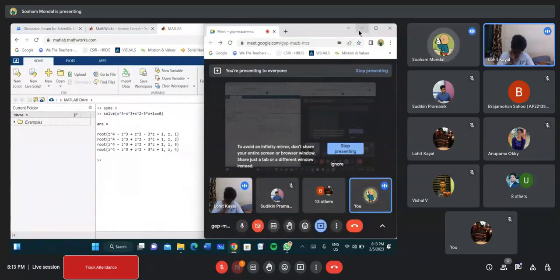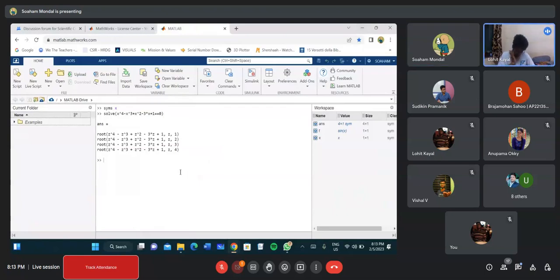Sir, is my screen visible? Yes. Okay, so you are getting something like this: solve x to the power 4 minus x cube plus x square minus 3x plus 1. Change it to some other function. Suppose x to the power 4 minus 1.